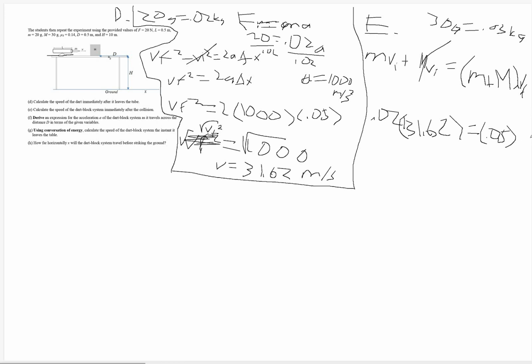And then Vf is what we're trying to find. And then all I need to do is divide 0.05 over to the other side. I just do the algebra, 0.02 times 31.62 divided by 0.05 is equal to Vf. So put it in your calculator, and Vf will equal 12.6 meters per second.